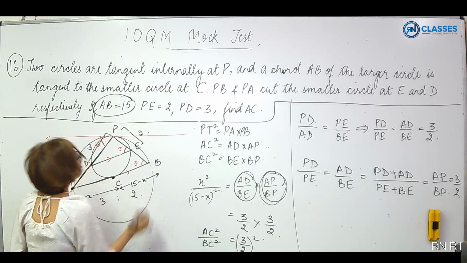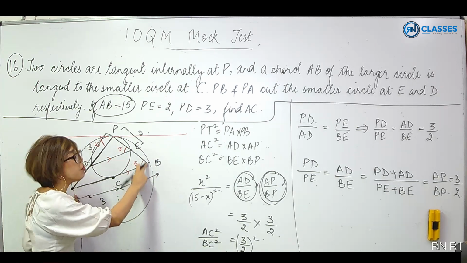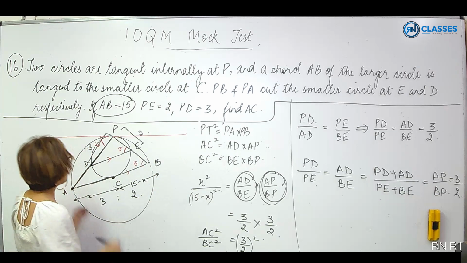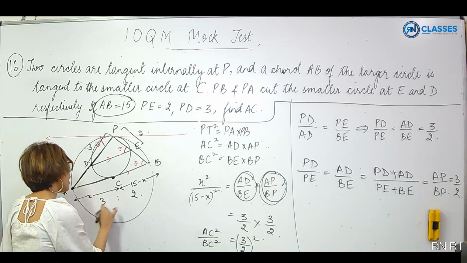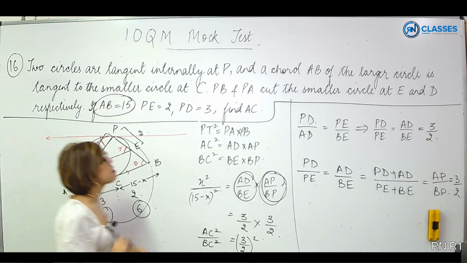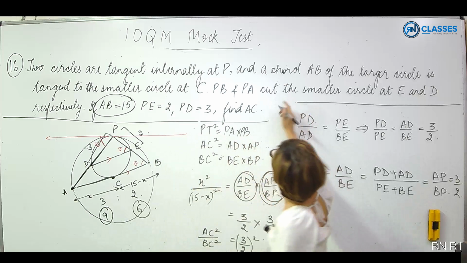3:2. You know the entire length to be 15. You can use the quadratic, solve it, or you can see the answer. 3:2 means this is 9 and this is 6. I want the length AC. The correct answer in this case is 9.